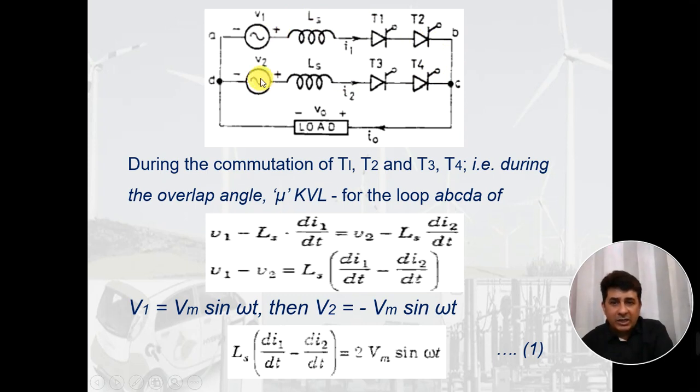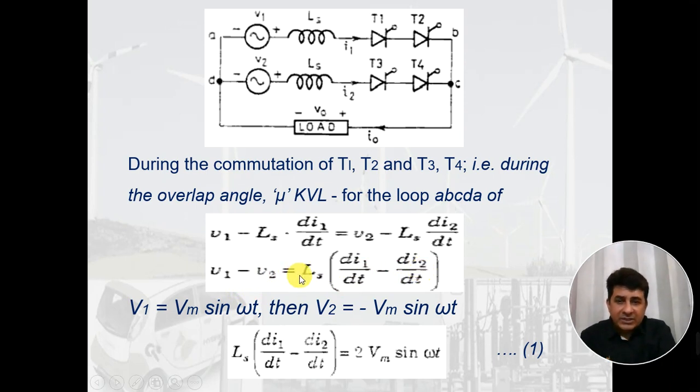This voltage will be equal to V2 minus Ls into di2 by dt, because here the current is I1, here the current is I2. So the voltage drop across it will be Ls into di1 by dt, and the voltage across this will be Ls into di2 by dt. So V1 minus this drop will be equal to V2 minus this drop. It is written in this equation. If we solve this equation for V1 and V2, we get V1 minus V2 is equal to Ls times di1 by dt minus di2 by dt.